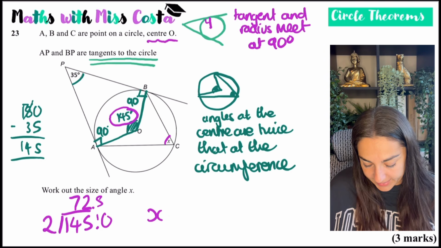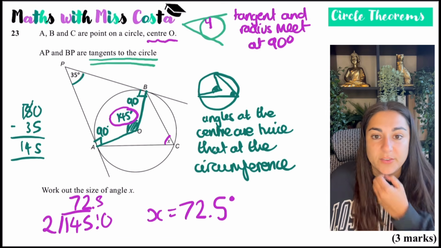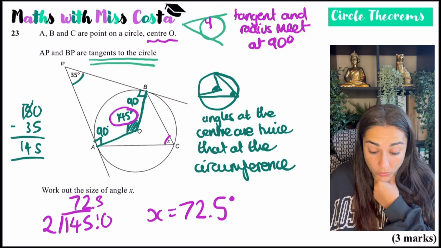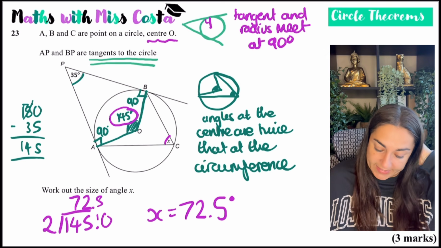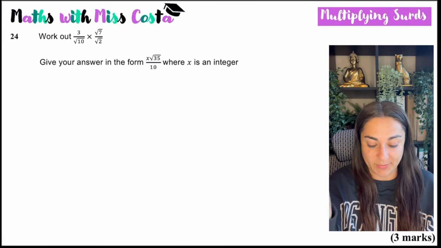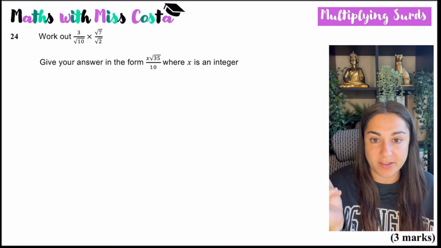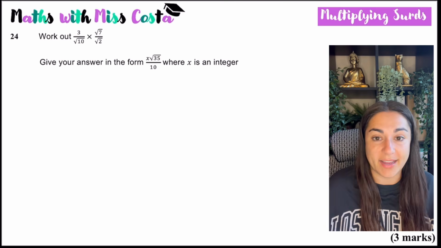So I know that x is 72.5, and because this is AQA, you don't need to be listing your circle theorems, but it's just good to know them because then you can recognize them. Okay, so in this question, I am just going to be multiplying surds, and I need to give my answer in the form something where x is an integer.